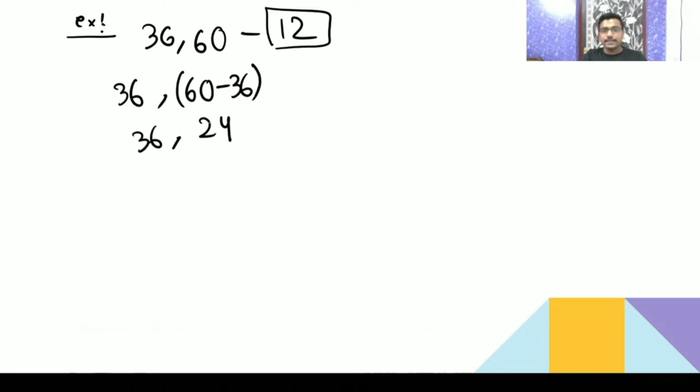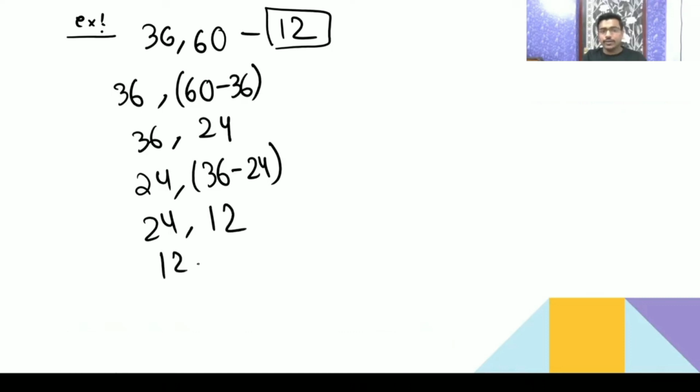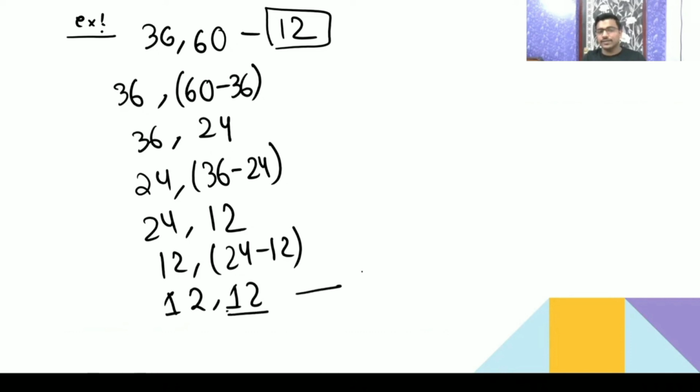Now again, from the larger subtract the smaller one. 36 minus 24 you are doing. You got here 24, here 12. Now 24 minus 12 you get 12. So whenever you are getting the same two numbers, you can say that this is the GCD. Or again if you subtract, you are going to get 0.